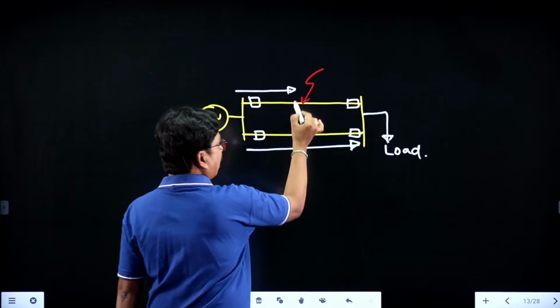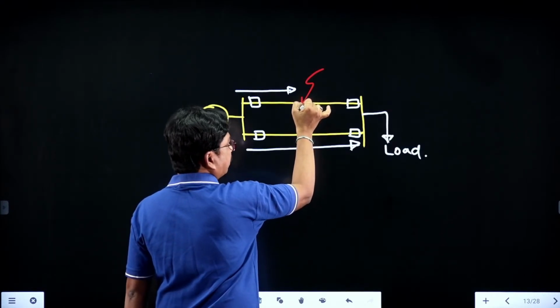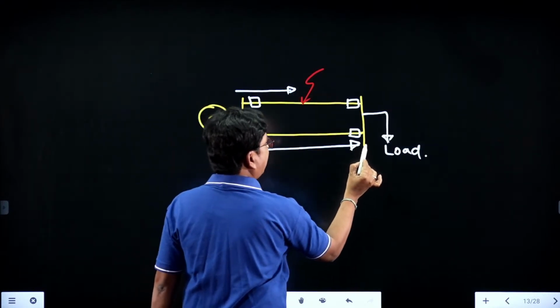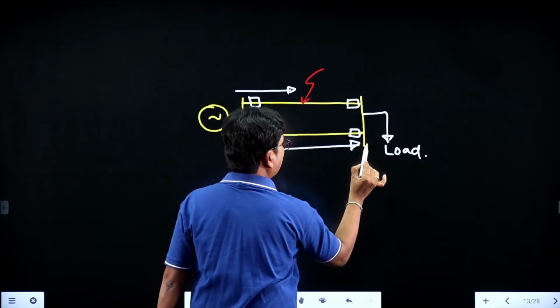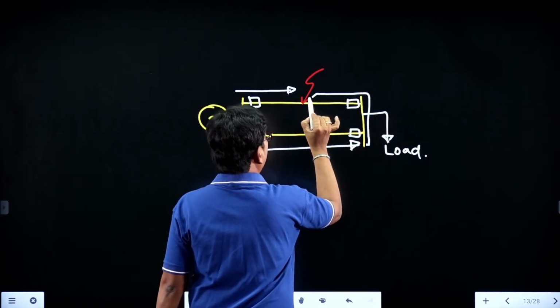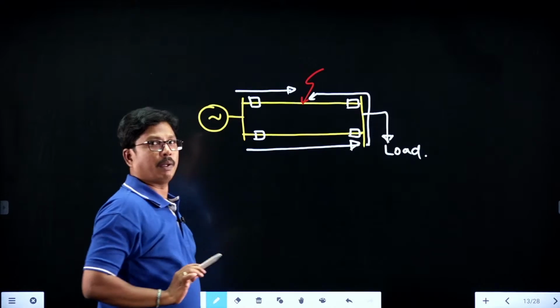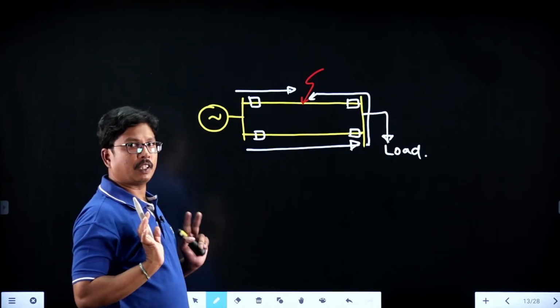Suppose this is the minimum fault point or minimum voltage point. The fault current will move without going to the load. It is reaching the load point or fault point.